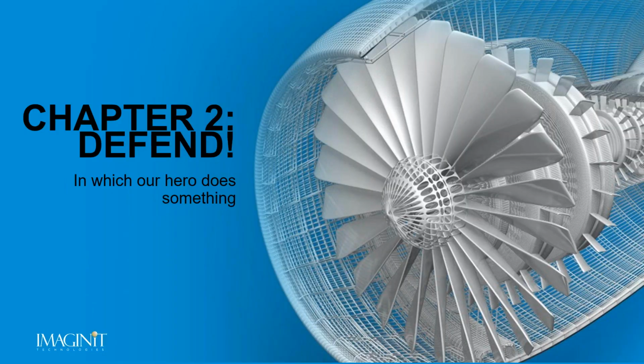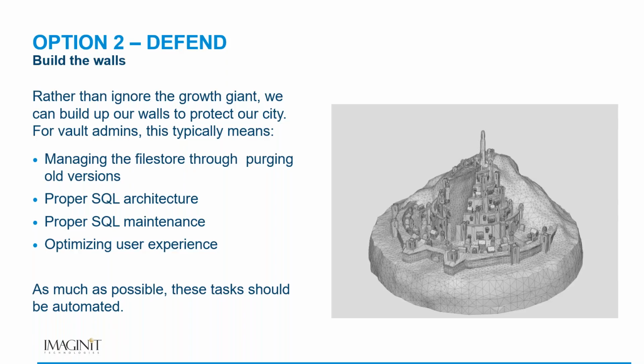So we could do nothing. However, there are things we can do. And when I came up with defend, it's our second thing we can do. It's the idea of building up the city walls, right? We want to build up the city walls to protect our city from the giant that's coming.